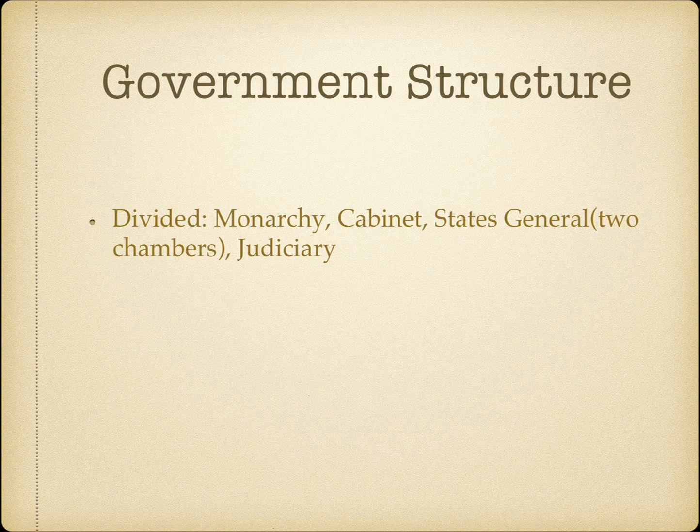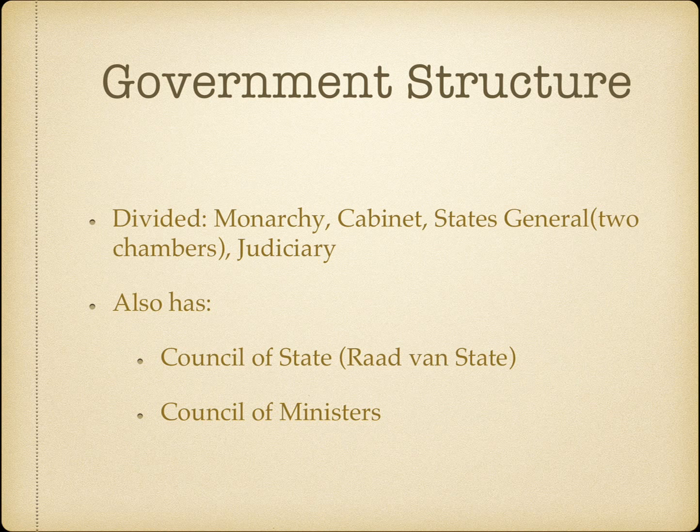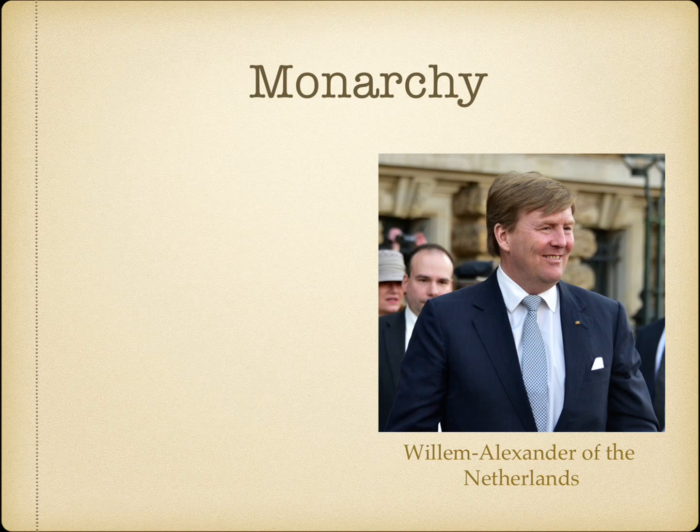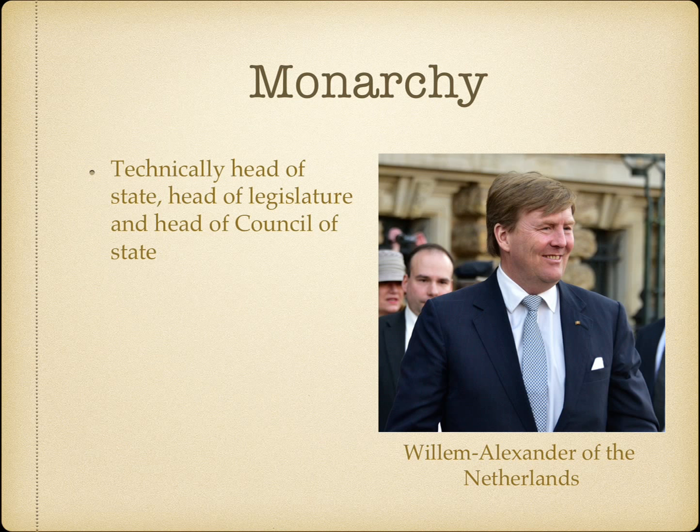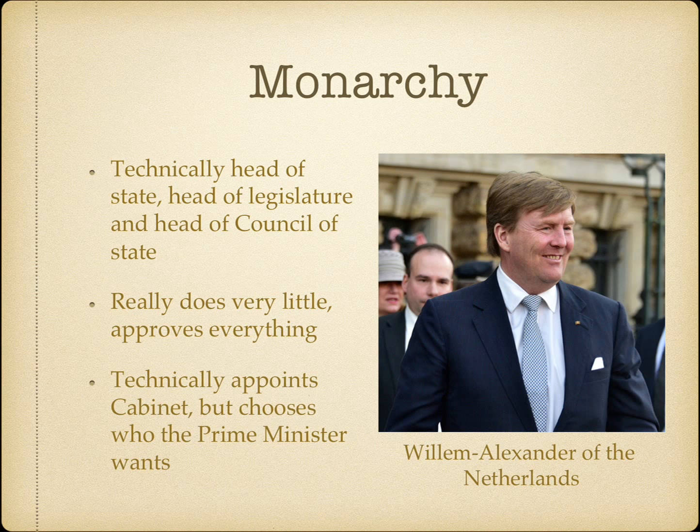Now, there are four main branches that I'm going to go over, and there's also two other smaller branches that I'm going to go over. First, let's start with the monarchy, because technically they are the head of state, although they don't really do that much, because it is a democratic country, and they don't really want to go against that. So one example of the monarch not having enough power is that they technically appoint the cabinet, but essentially they choose whoever the formateur, or basically the future prime minister, wants.